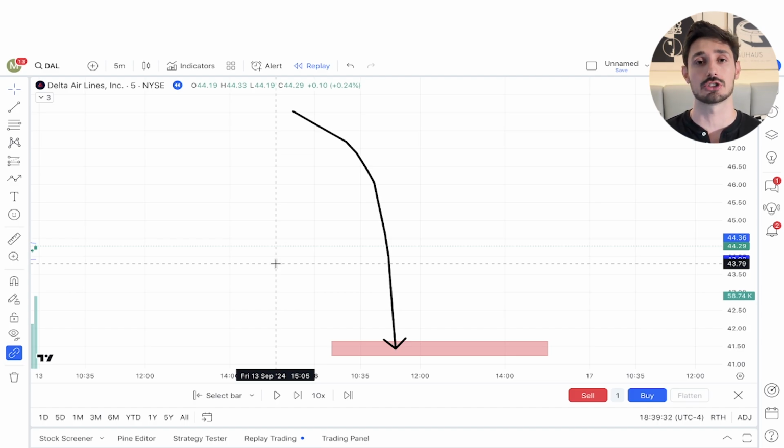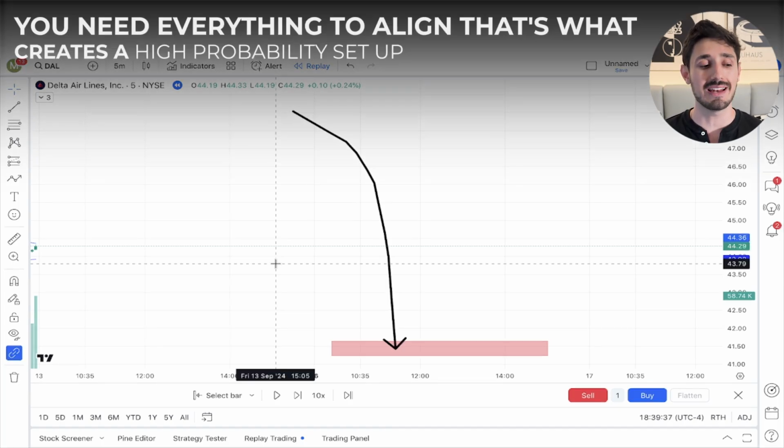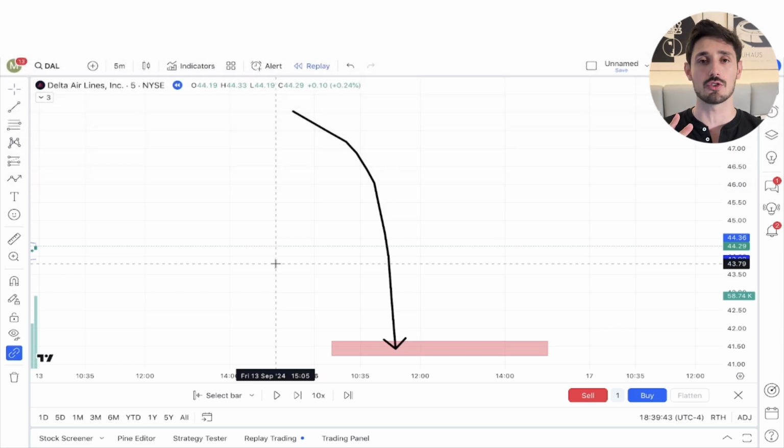You need the acceleration, you need the extension, you need hopefully the volume, you need the entry bar, you need everything to align. That's what creates a high probability setup, not one quality or even two qualities, but 4 or 5 qualities that you look for in a great setup aligning. And then if you combine that with multiple time frames, boom, you have yourself such a high probability trade. The more qualities that are aligned, the higher the probability that that trade is going to work in your favor.